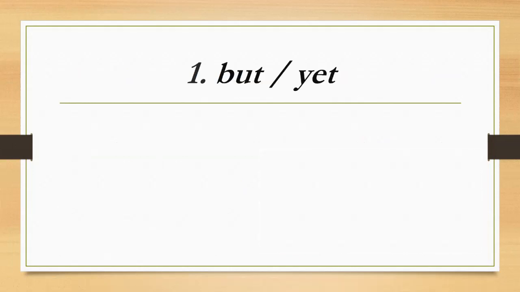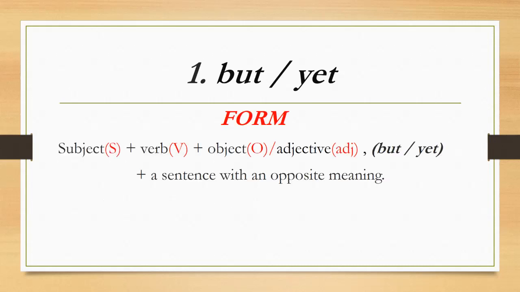I'd like to talk about the first one, which is but or yet. The form is subject plus verb plus object or adjective, comma, but or yet, plus a sentence with an opposite meaning.